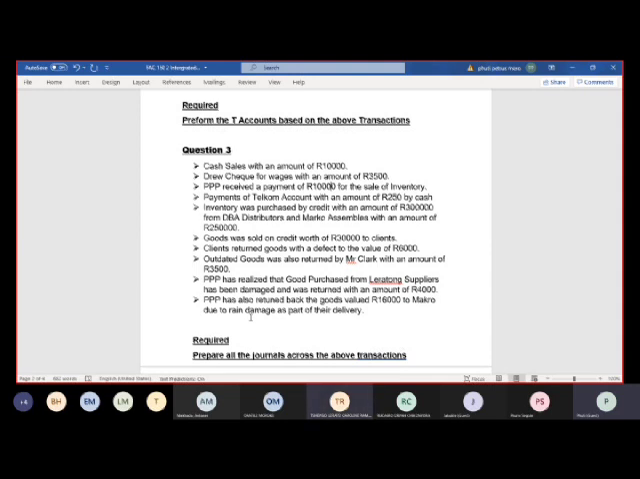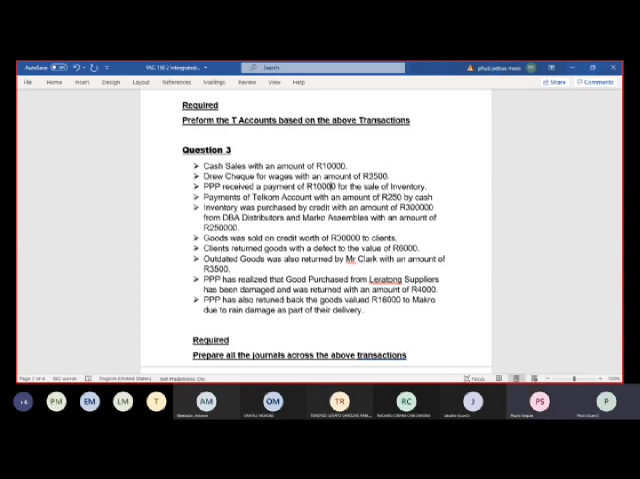So you don't have to worry about VAT there because it doesn't attract VAT. But Triple P received a payment of 10,000 rand for the sale of inventory. Quickly, time is no longer on our side. So the CRJ, and what is the recording looking like? How would it look?